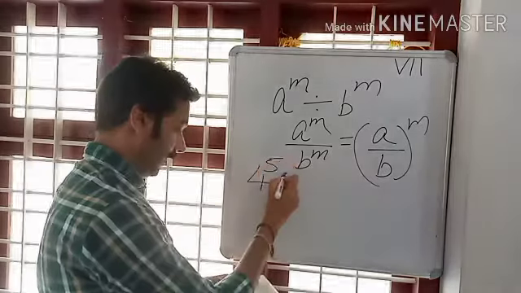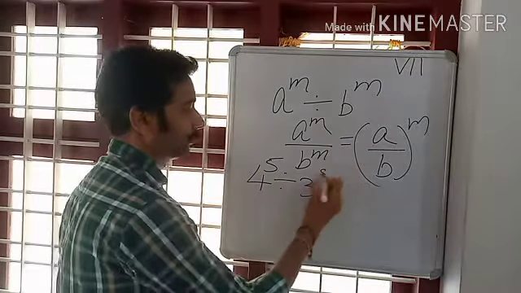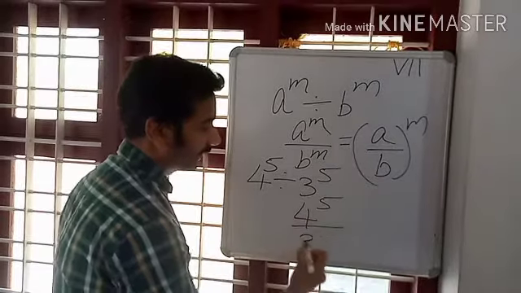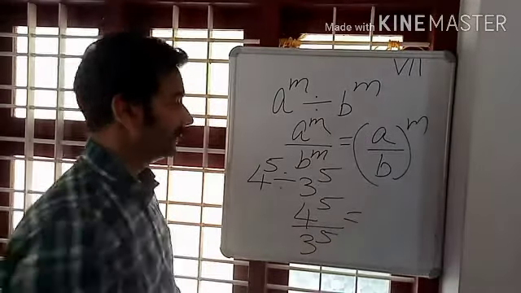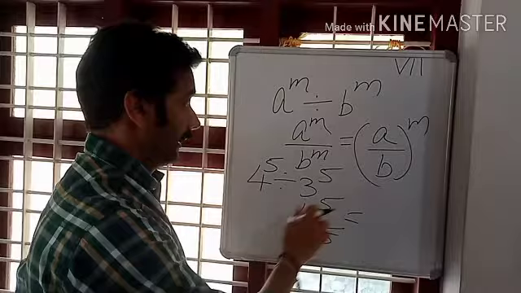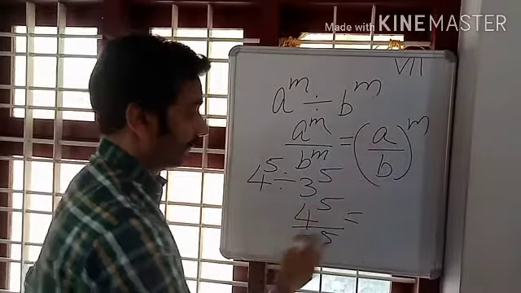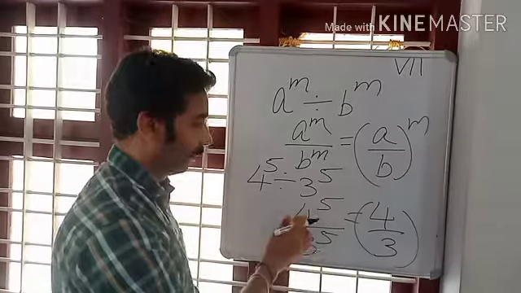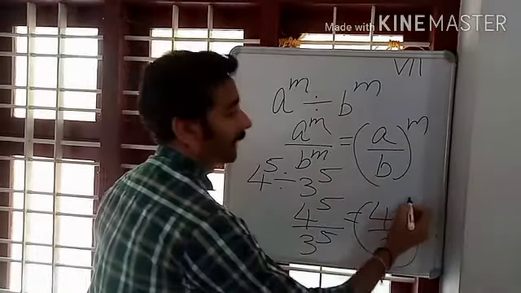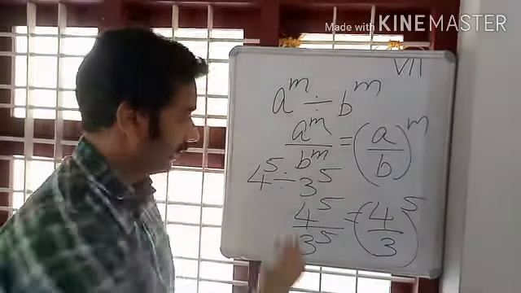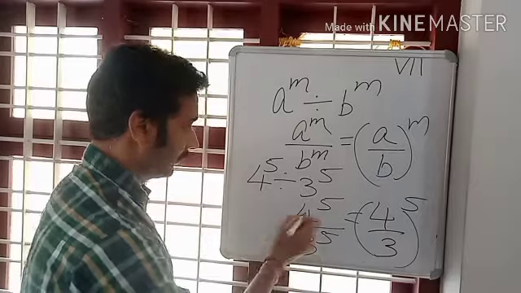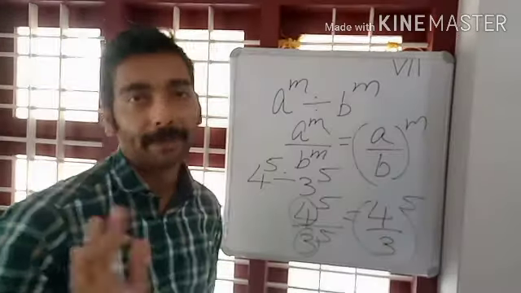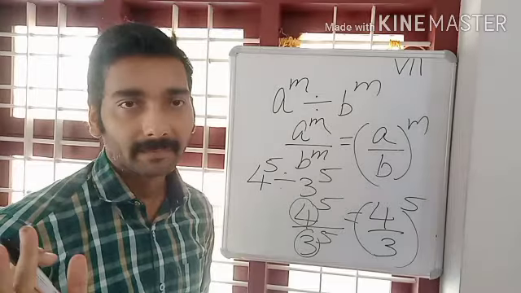4 raised to 5 divided by 3 raised to 5. That means 4 raised to 5 divided by 3 raised to 5. That means power is same. That means 4 upon 3 whole raised to 5. Okay. 4 by 3 whole raised to 5. Okay. Clear?